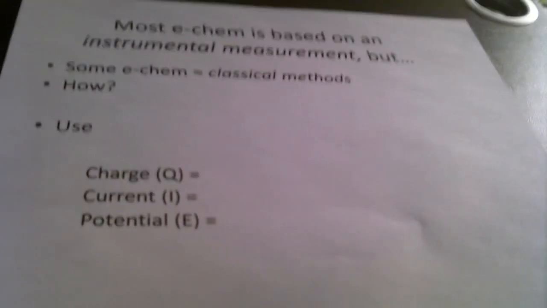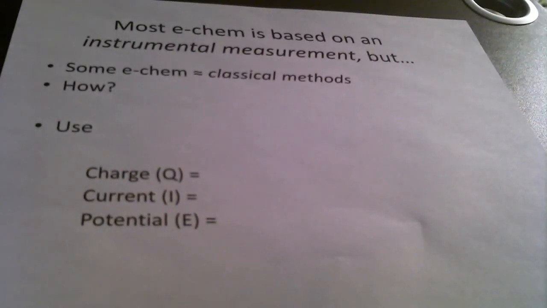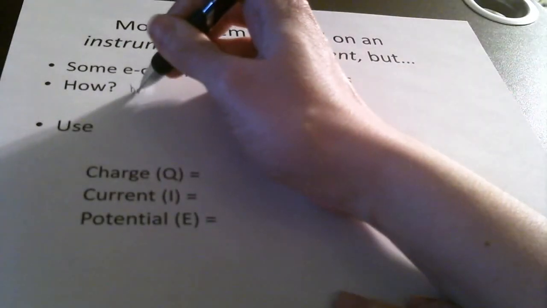Okay, so way back at the beginning of the semester, we talked about two different categories of analysis methods. There are classical methods, and then there are instrumental methods. And most electrochemistry is based on instrumental methods, but there are some electrochemical measurements that are based on classical methods.